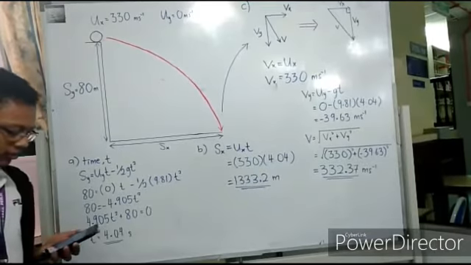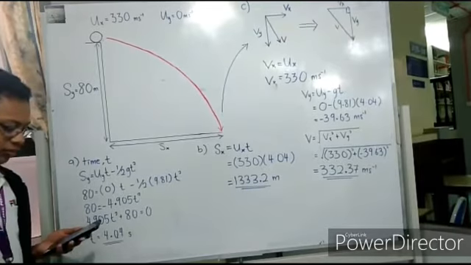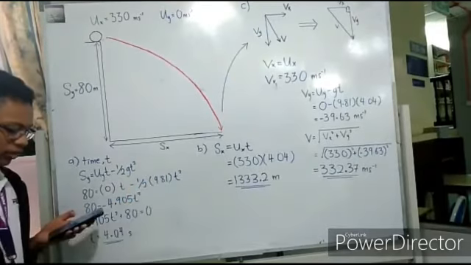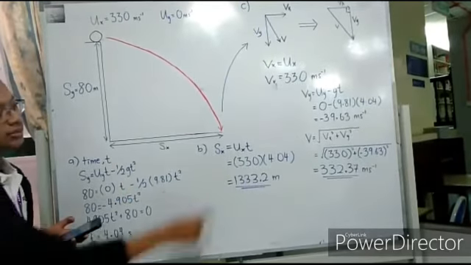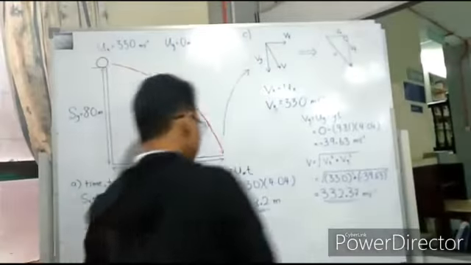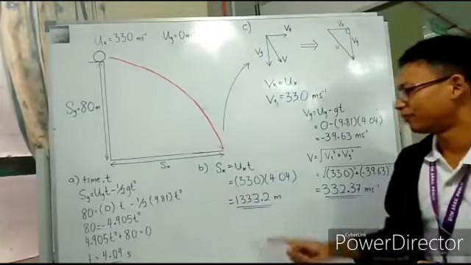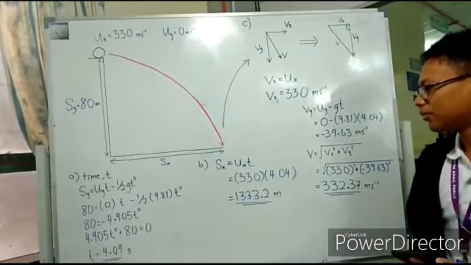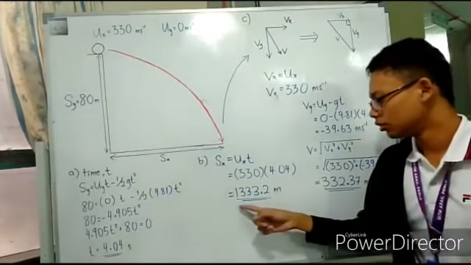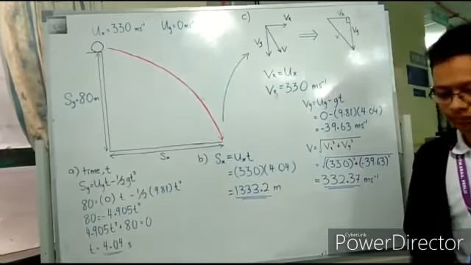To find the length from the foot of the cliff to the location the projectile will strike, which is sx, we can use the formula sx equal to uxt. We can substitute the value into the formula, which is 330 multiplied by 4.04 equals 1330.2 meters.